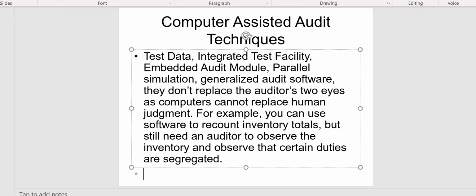from the other. These are computer-assisted audit techniques that don't replace the auditor's two eyes, as computers cannot replace human judgment. For example, you can use software to recount inventory totals, but you still need an auditor to observe the inventory and observe that certain duties are segregated.